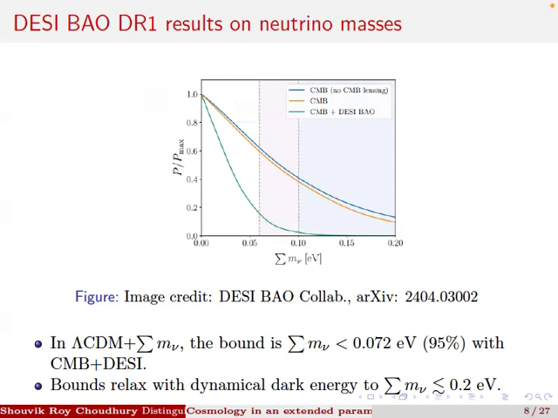But the thing is, most people are still in favor of the lambda CDM model, even though the data does not show that. So people were very skeptical regarding this bound. They are skeptical regarding dynamical dark energy. And hence, this got a lot of attention, because now if you extrapolate this, the posterior will actually peak at negative neutrino masses.